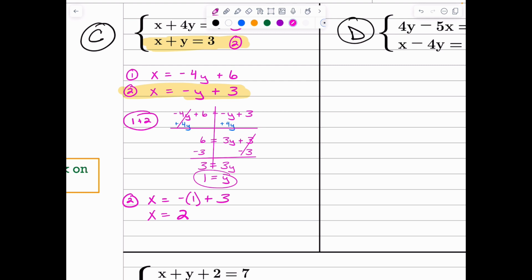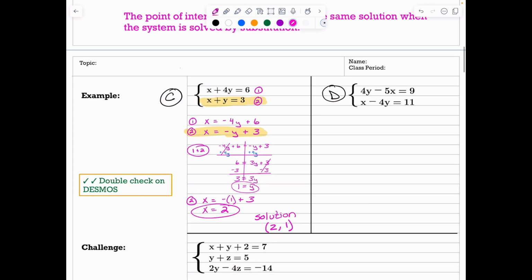x is equal to 2. All right, so I'm building my ordered pair here. So my x value is 2, my y is 1. That's my solution. I can check this on Desmos also, but I'm going to have to turn both of these equations into slope-intercept. Got to do that first.